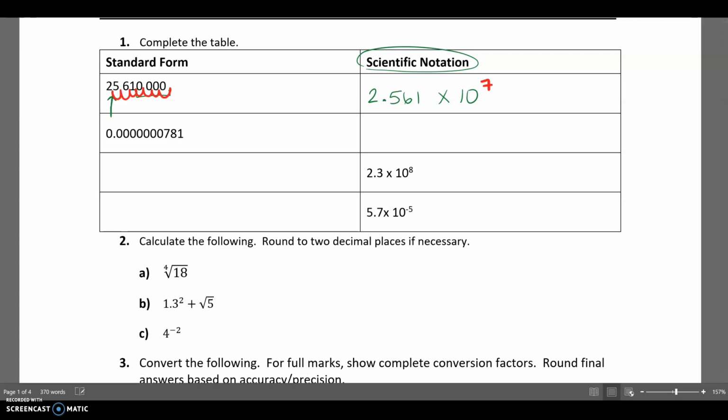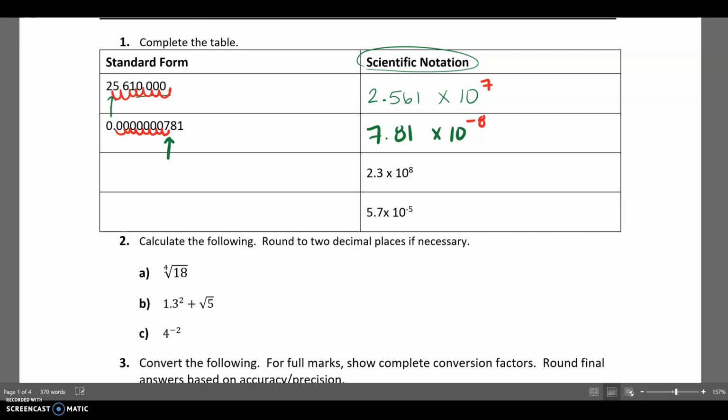Same idea for my second example. I want the decimal so that there is only one digit to the left. So my coefficient will be 7.81 times 10. And then I figure out my exponent, how many times I had to move the decimal. 1, 2, 3, 4, 5, 6, 7, 8 times. Because this was a small number, it's a negative exponent. So 7.81 times 10 to the power of negative 8.